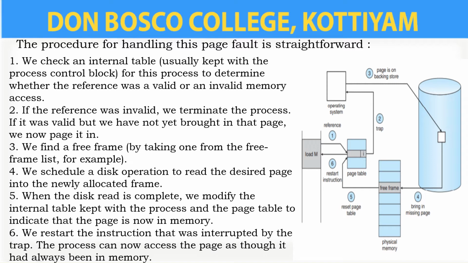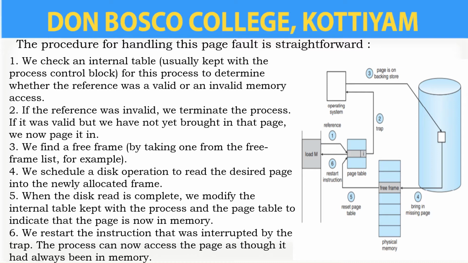First, if the CPU wants to execute an instruction, load M, first the CPU will be checking whether it is present in the page table. It checks that information in the page table. While checking, it finds that the entry is marked as I, that means invalid. So because it is invalid, the second step is that the CPU will be generating a trap to the operating system.